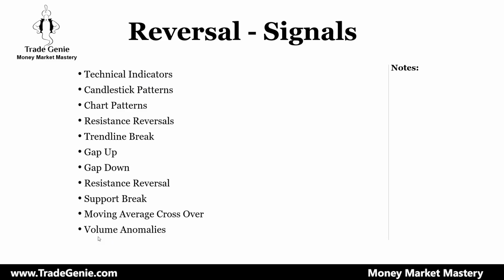They are not in order. You can see they are not in alphabetical order because I just started typing. So you can use technical indicators. If you rely on the technical indicators which give you the reversal signal, like maybe divergence or confirmation, you can use that. You can use candlestick patterns.